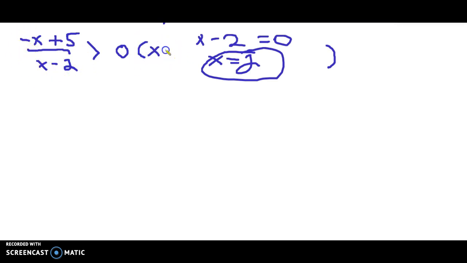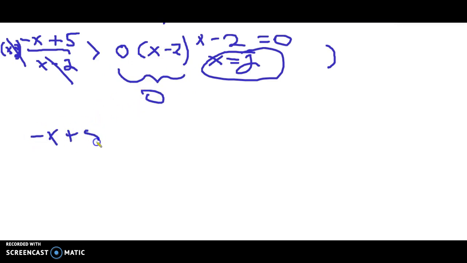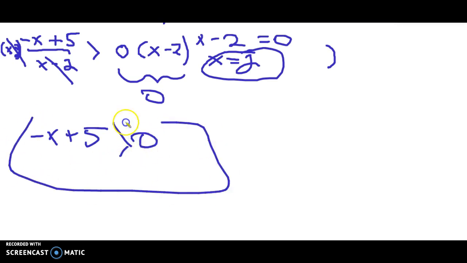So x minus 2 to both sides. x minus 2 cancels this, and 0 times x minus 2 is just 0. So this gives us negative x plus 5 is greater than 0. So now we have a normal, pretty simple inequality.